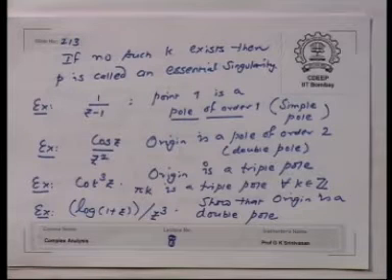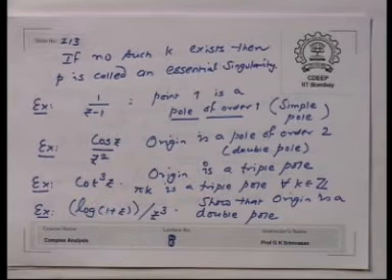Is it clear now how to locate and classify the singularities? For cot cube z, there are other poles also, no? Pi is also a pole, 2 pi is also a pole, they are all triple poles.